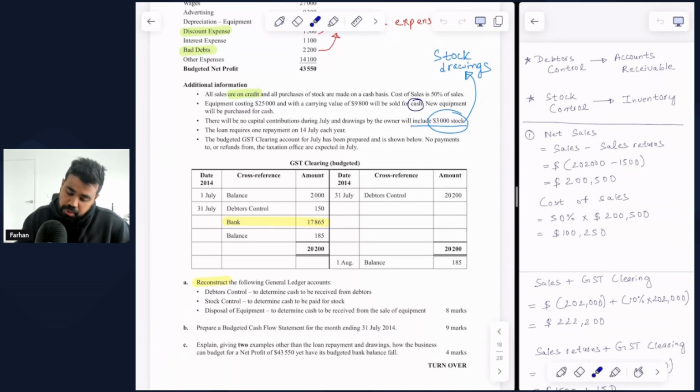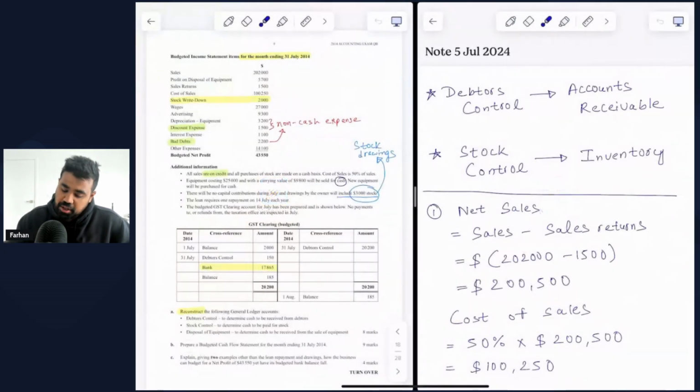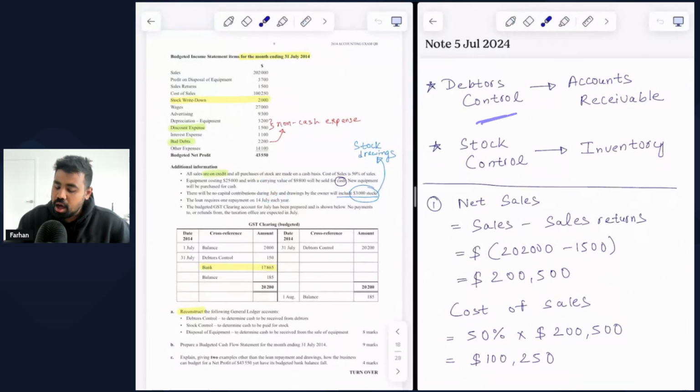So on the right hand side, you can see that I have mentioned the different terminologies that we now use for debtors control, which are accounts receivables of the business, and stock control, which is what we now refer to as inventory. Now, based on the first additional information, it says that all sales are on credit. So all sales are on credit. If that is the case, credit sales, whatever is reported within the income statement, is what we are concerned about for reconstructing the accounts receivable ledger account.